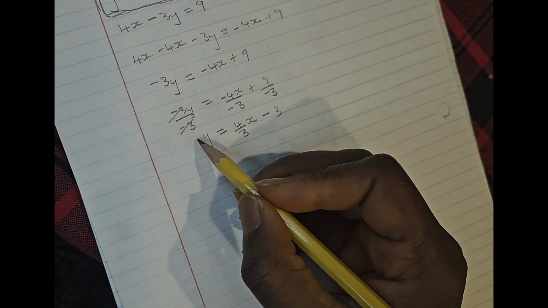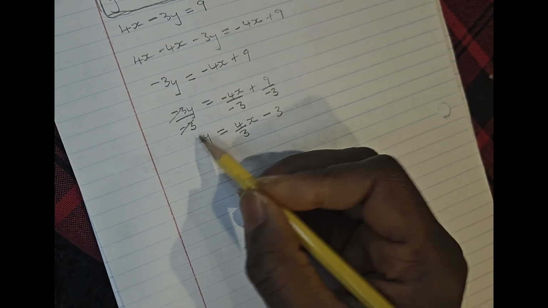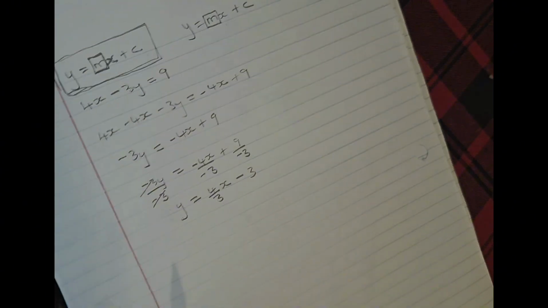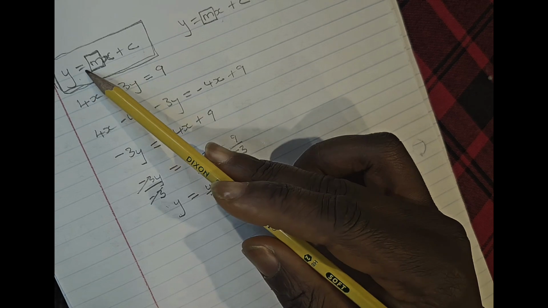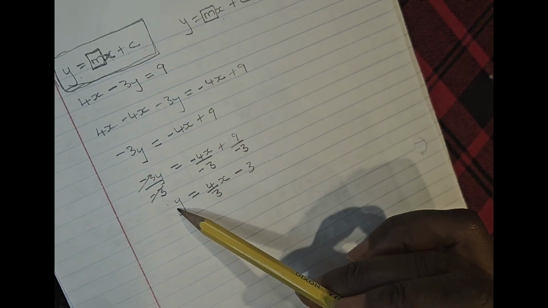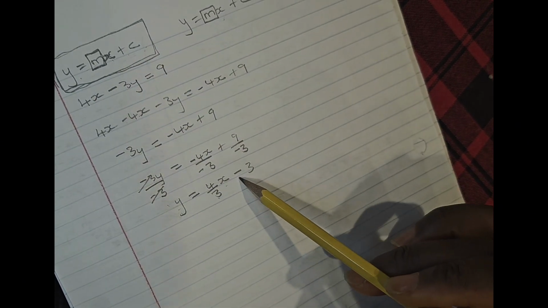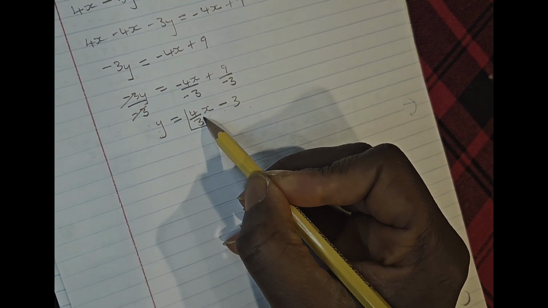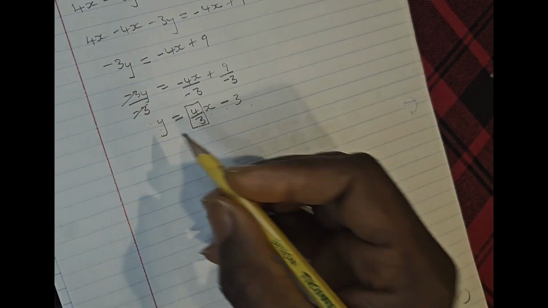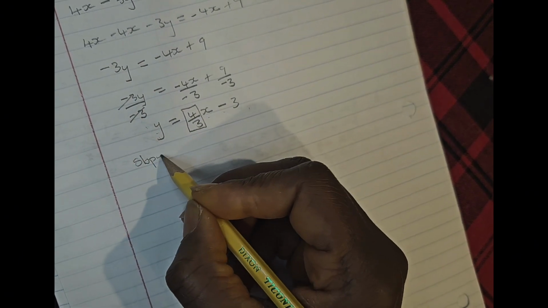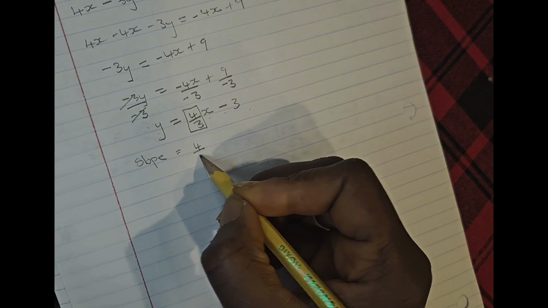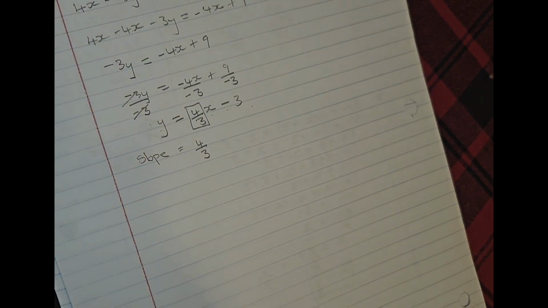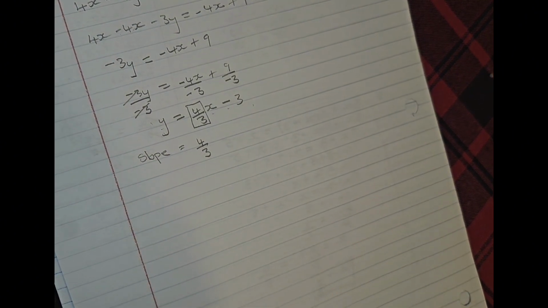So this is my equation, and if you look at this equation, it is in the first form that I talked about up here, y equals mx plus c. y equals 4 over 3x minus 3. So we have our equation in that form, and so the slope of this equation is 4 over 3. So slope equals 4 over 3. So we have looked for the slope of that equation.